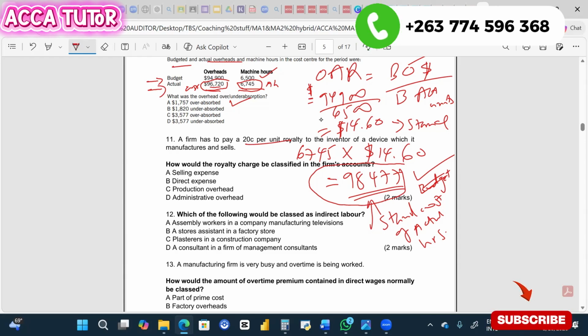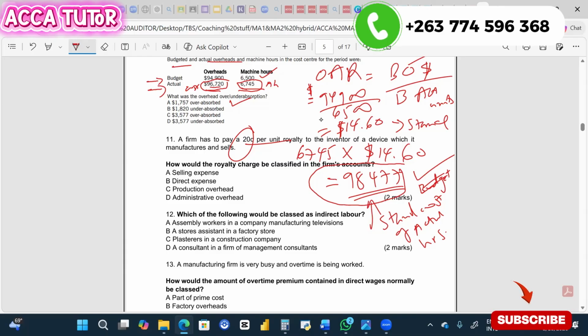Remember, we are paying a royalty to the inventor. For example, we are manufacturing a toy for kids. Then there is a certain intellectual property we are using in our toy, or there is a certain technology which an inventor has to be paid for. That payment is called the royalty. We pay to the inventor for their knowledge. So each toy attracts 20 cents of that royalty. So how do we treat this royalty? Is it a selling expense?